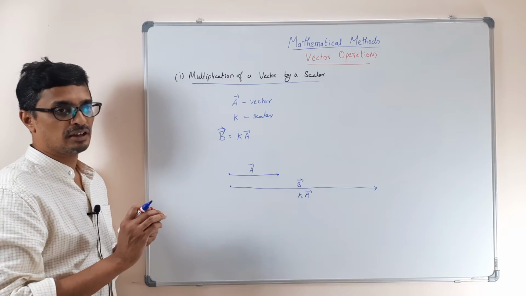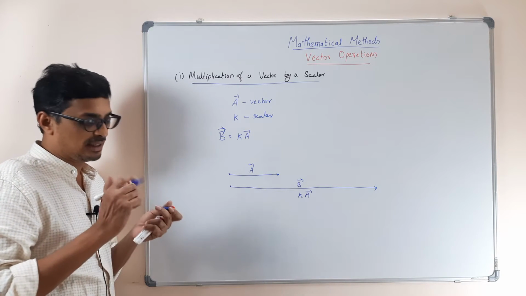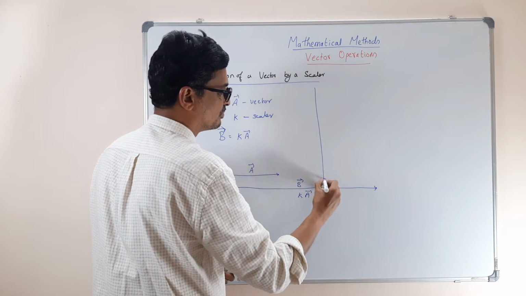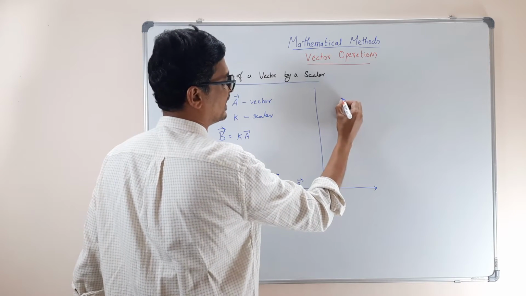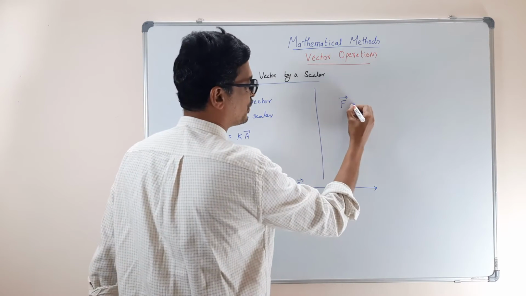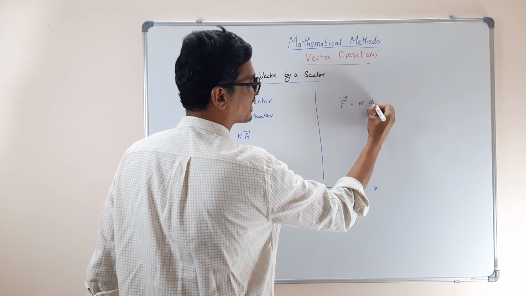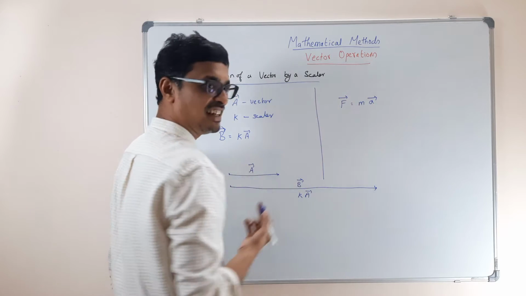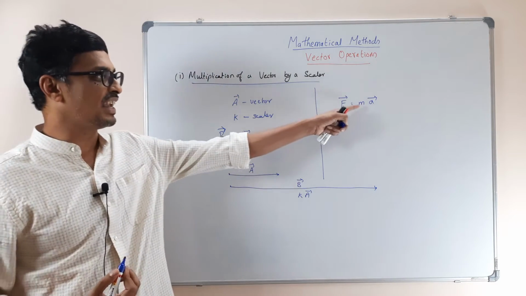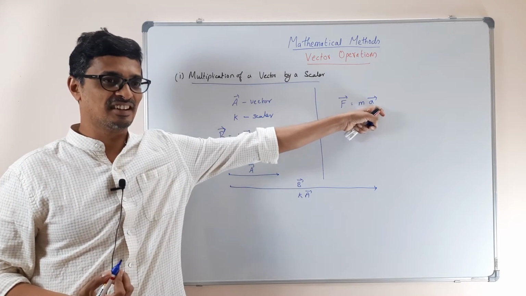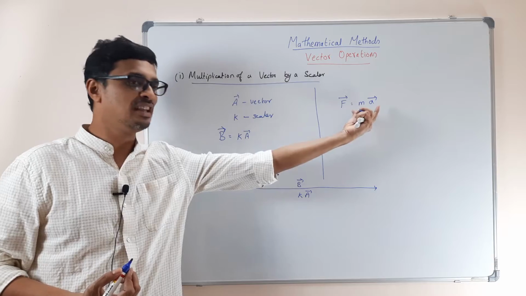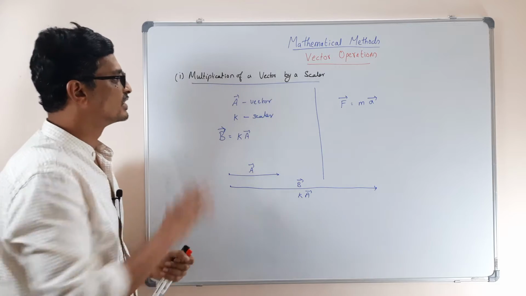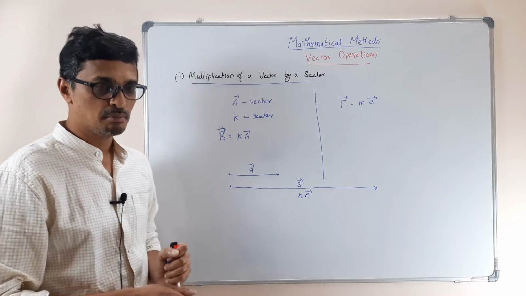Can you tell me any physical quantity where we multiply a scalar with a vector? Force. Very good. Force is a vector, it has a direction. Force equals mass into acceleration. Mass is a scalar and acceleration is a vector. So force will have the same direction as acceleration, but the magnitude of the F vector will be m times a. This is an example of multiplication of a vector by a scalar.